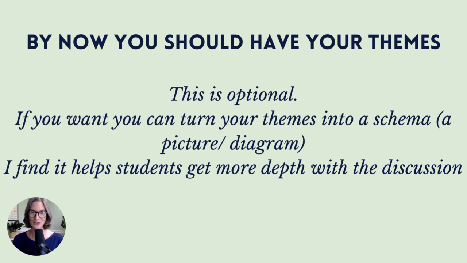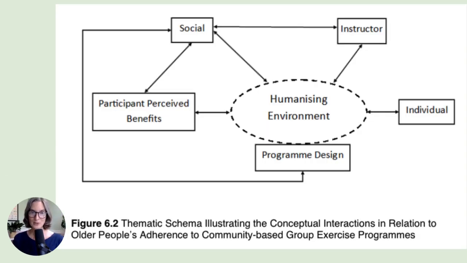This is just optional, and I'm including it in case it's of interest to you and you would like to include it. So this is about if you want to turn your themes into a schema, which is just a fancy way of saying a picture or a diagram to help explain your findings. But I do tend to find it probably helps students get a little bit more depth with their discussion. So the best way to show you is to give you a few examples.